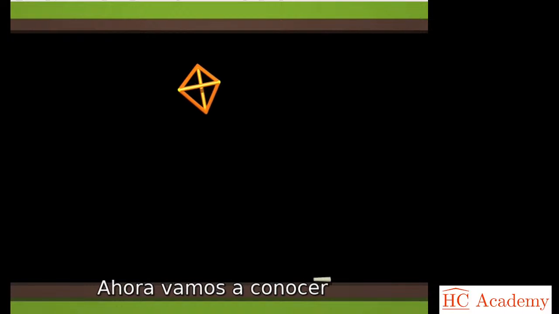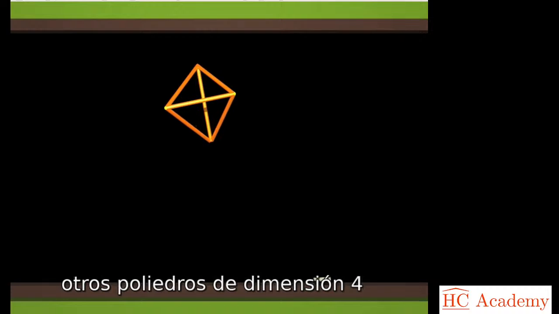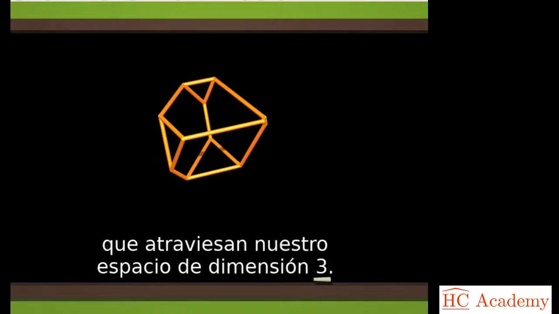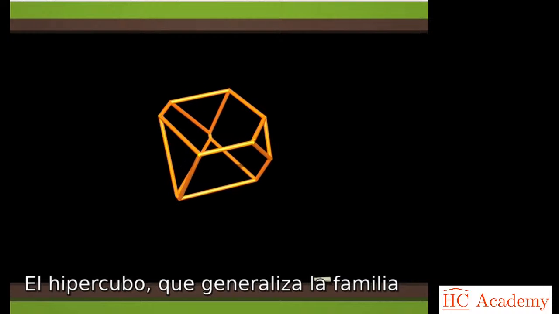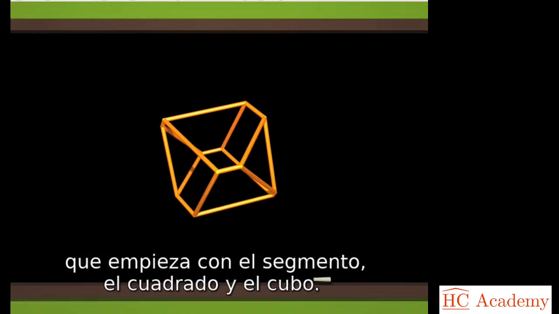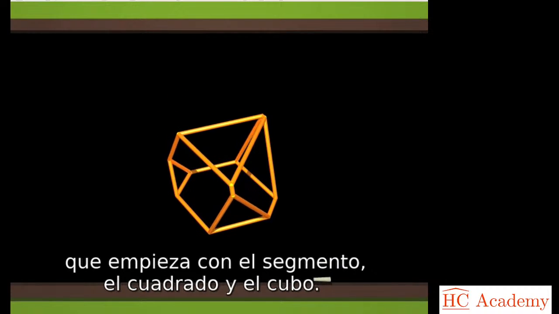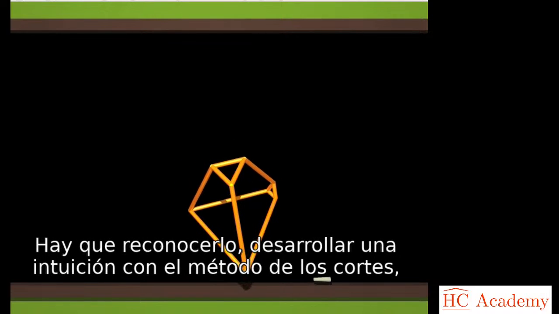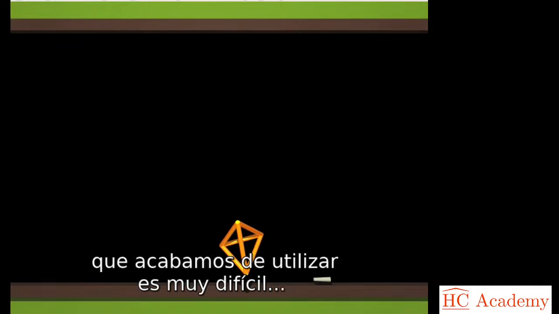We're now going to meet more 4-dimensional polyhedra, passing through our own 3-dimensional world. Here is the hypercube, a member of the family that starts with the segment and continues up through the square and the cube. It has to be said that getting a feeling for the geometry from the slice method like this is rather tricky.